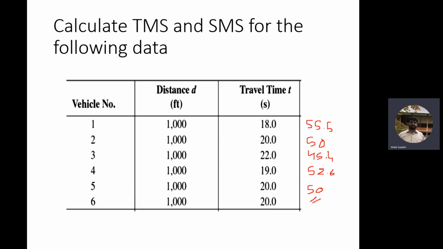Now you can give me TMS, just take the average of these values. How much is that? Simple average. 50.6. All of them are in feet per second.